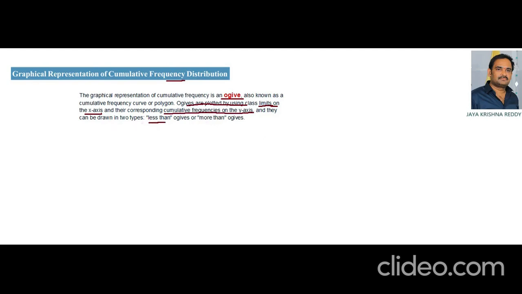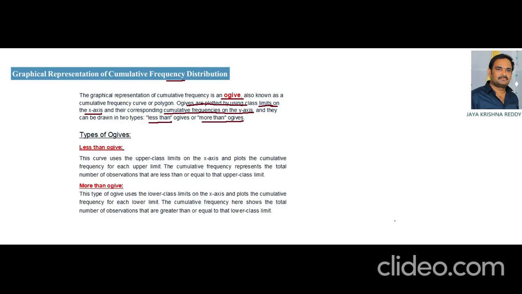So there are two types of ogives. One is the less than type ogive and the second one is the more than type ogive. For the less than type ogive, the curve uses the upper class limits of the class intervals on the x-axis, and cumulative frequency should be taken on the y-axis.